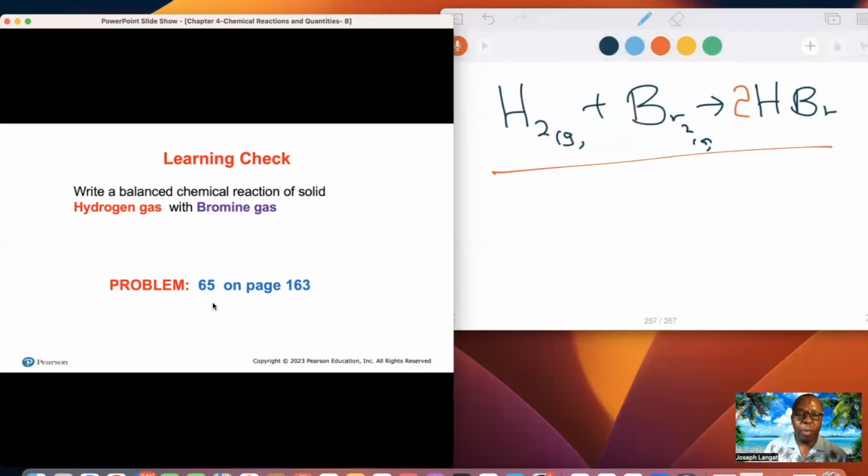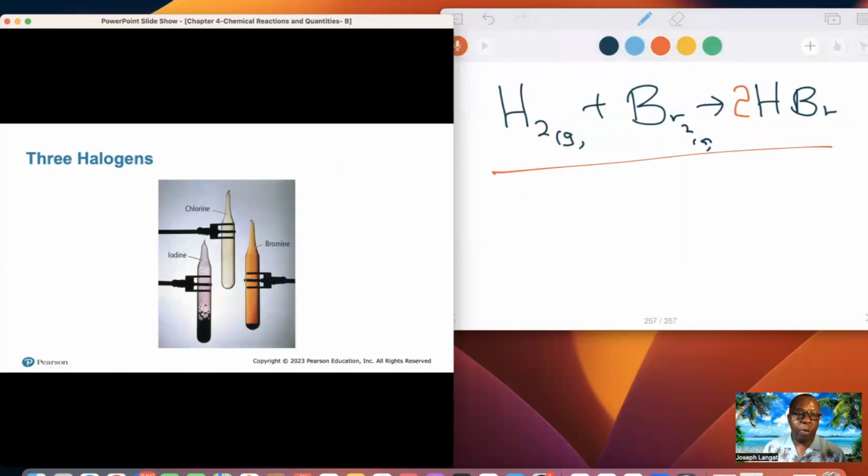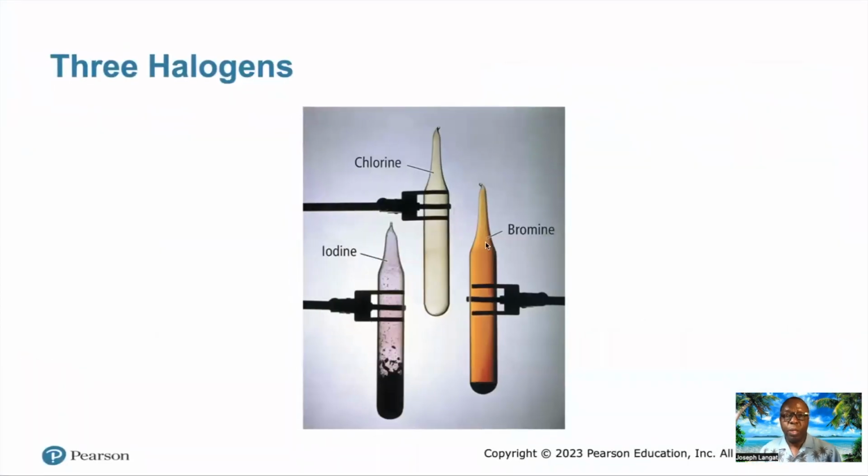Please look at problem number 65 on page 163 for more practice. Other than that, this is just a picture of chlorine, bromine, and iodine.